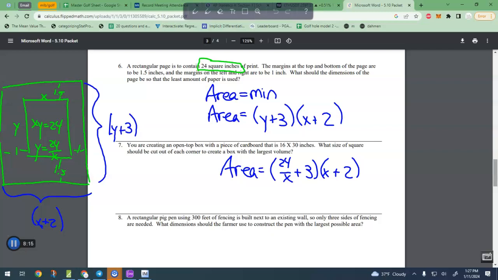So what else? Yeah. Is this one okay? Can I erase?